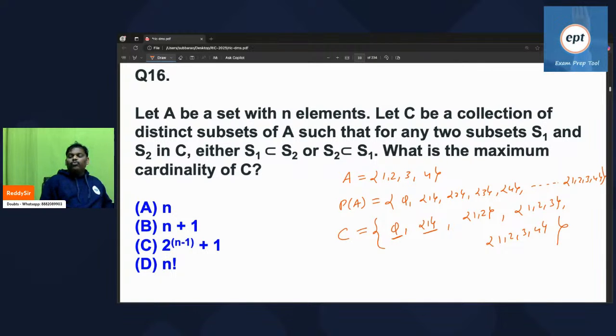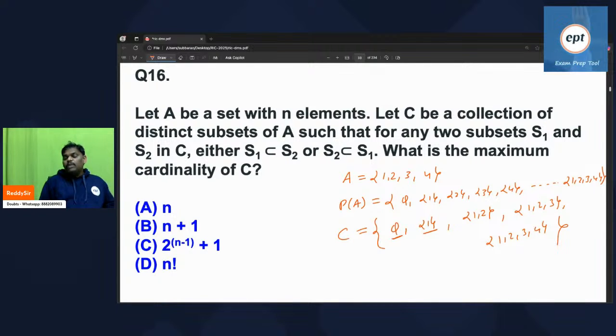You take any two people. Either first one is subset of second one or second one is subset of first one. If you want, you can check. See, C not contain all subsets. C be a collection of distinct subsets of A such that for any two subsets S1 and S2 in C, either S1 is subset of S2 or S2 is subset of S1.